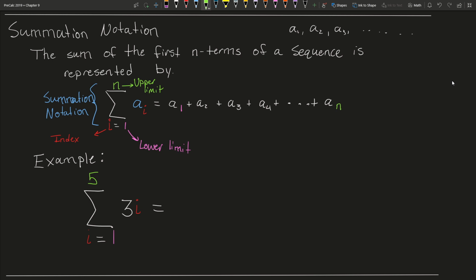So a_i, that's the sequence, where i is just the number of the term. Okay, so what all this culminates in is the sum of the first term, the second term, the third term, all the way up until the nth term.